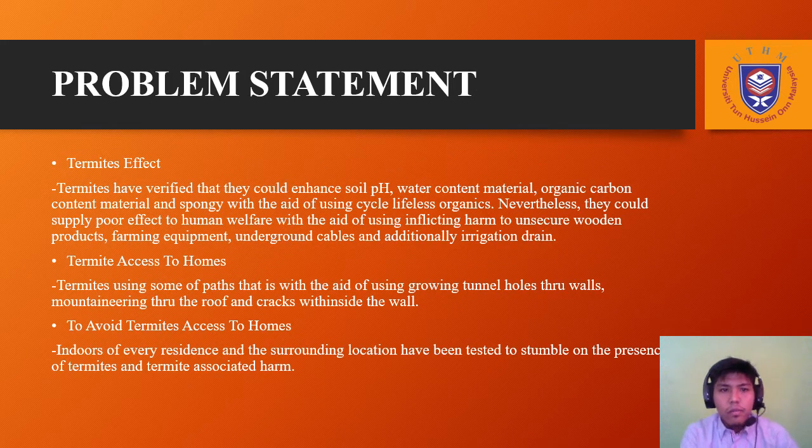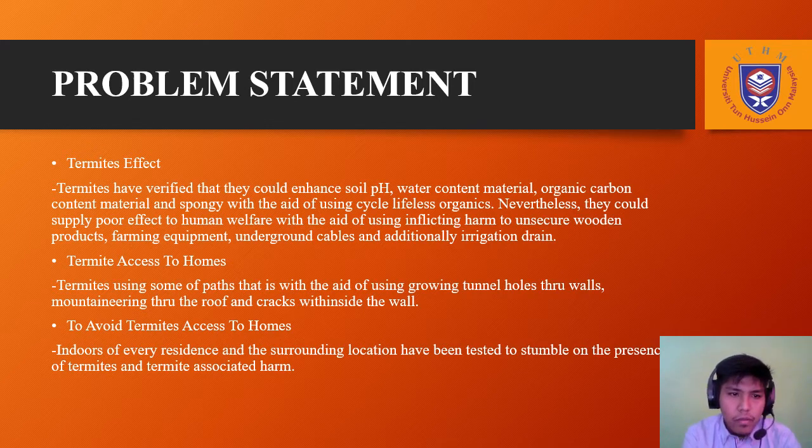Okay, for the problem statement, for the termite effect, termites have been verified to change soil pH, water content, organic carbon content, and sponginess by cycling dead organic matter. Nevertheless, they can have a poor effect on human welfare by causing harm to wooden products, farming equipment, underground cable, and also irrigation drains.